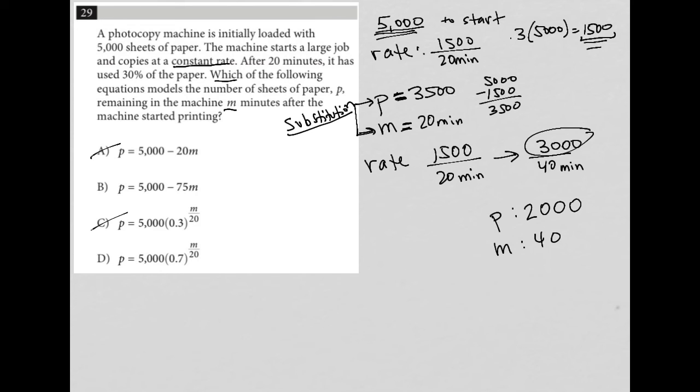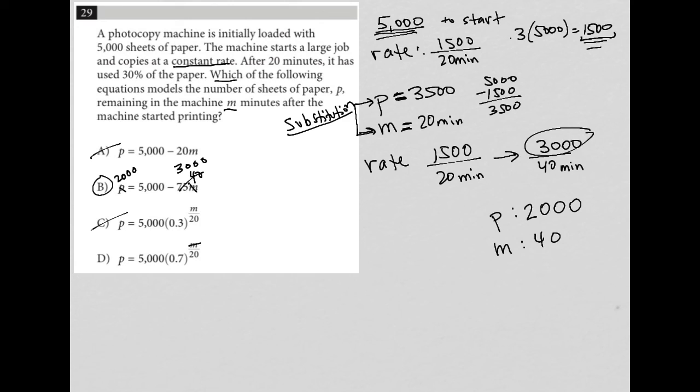Okay. So now I'm going to try these values, M is 40 and P is 2,000, to see if they also work for B and D. So is it true? All right, so 75 times 40 is 3,000. And 5,000 minus 3,000 is 2,000, so B still works.